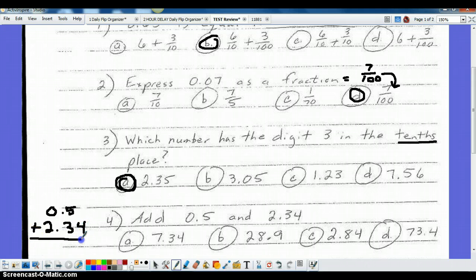What hole do I have to fill in? Right here. 5 tenths can be converted to 50 hundredths by adding a 0 there, which then makes the addition much simpler.